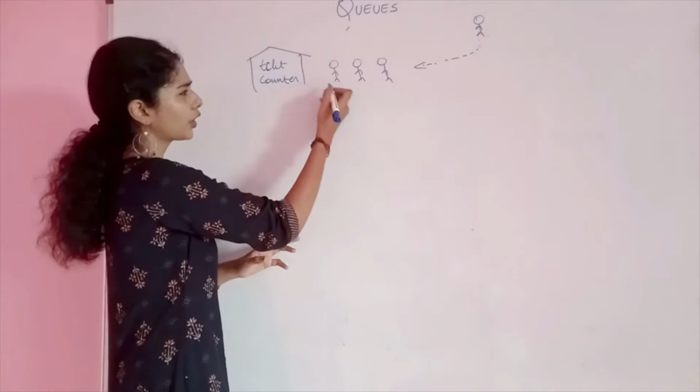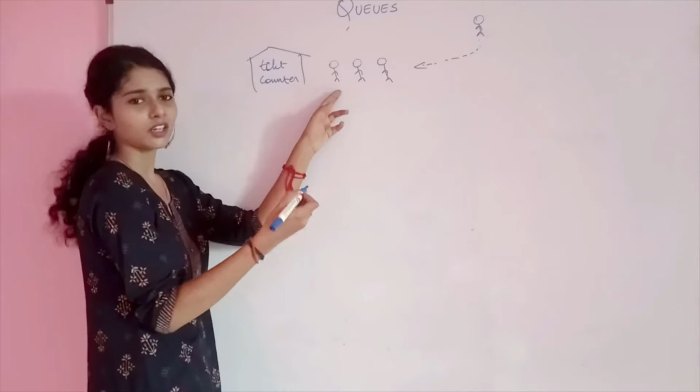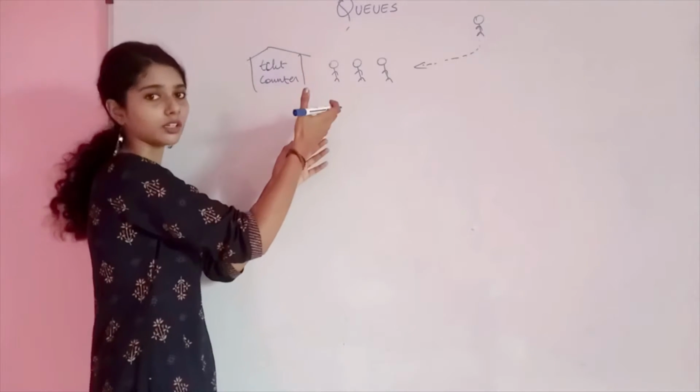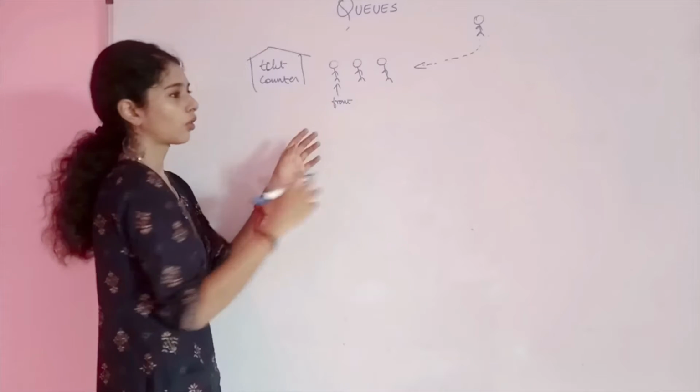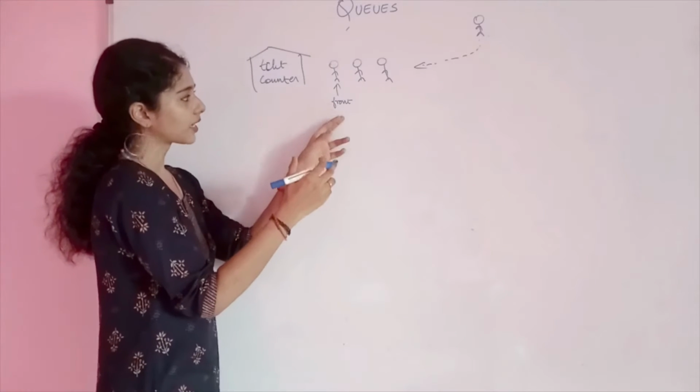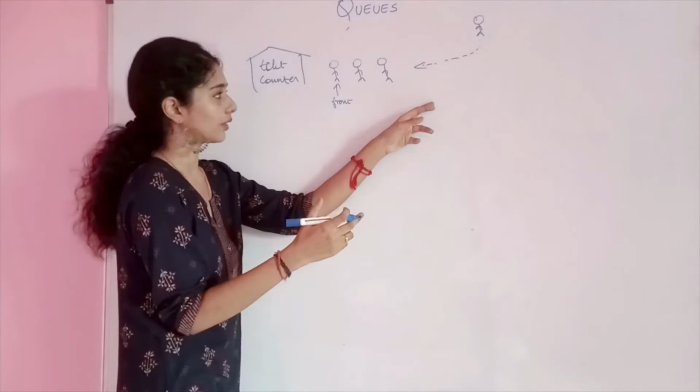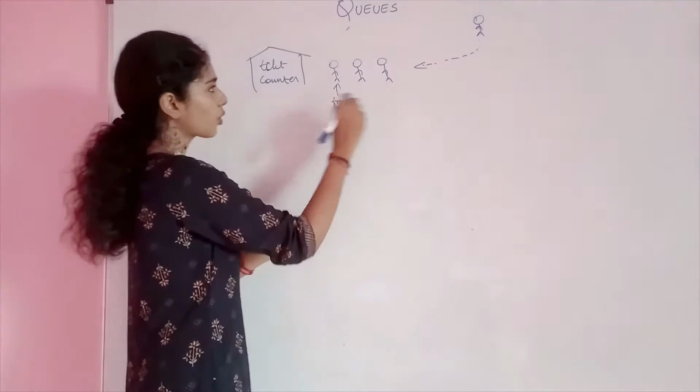So what do you call the person standing here? You call the person standing at the front, the front. And in notations of queue, you call the person who's standing at the end of the queue to be at the rear end.